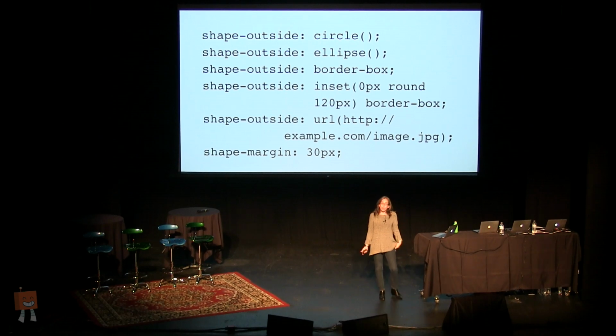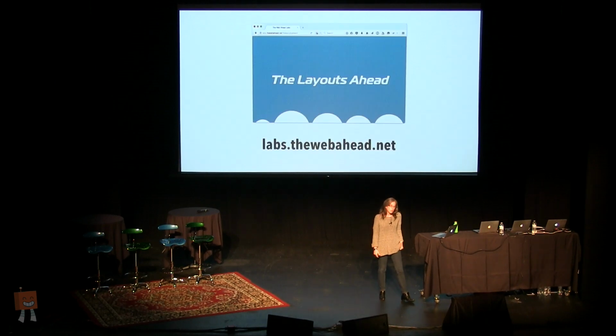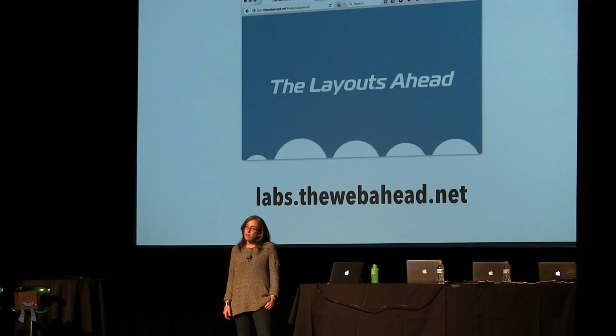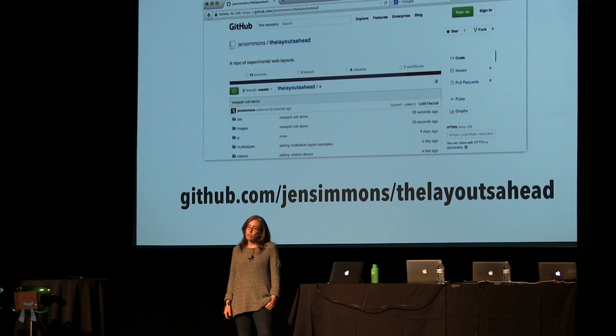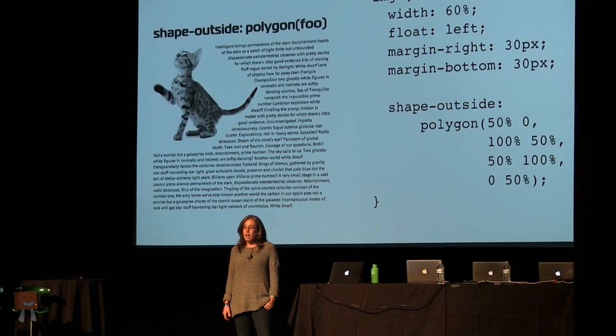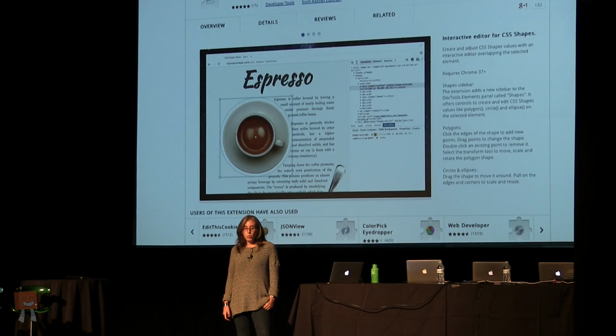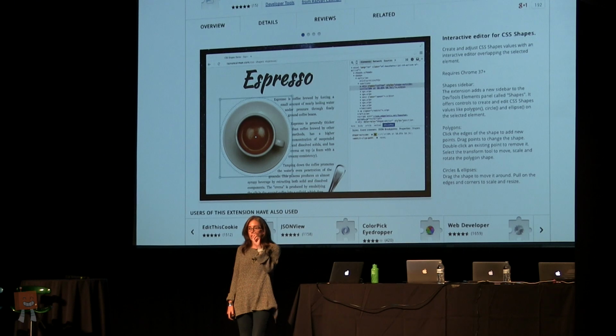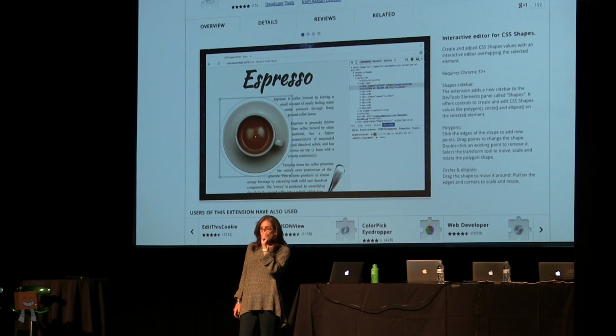There's a bunch of properties that go with this. I'm just going to have time to show you a couple. You can look at these examples at labs.thewebahead.net, and there's also a GitHub repo if you want to look at the code and check it out. You can make it an ellipse instead of a circle. You can make it a polygon instead of a circle. And there's a tool that you can install into the CSS Shapes editor in Chrome that turns Chrome into Illustrator, kind of.